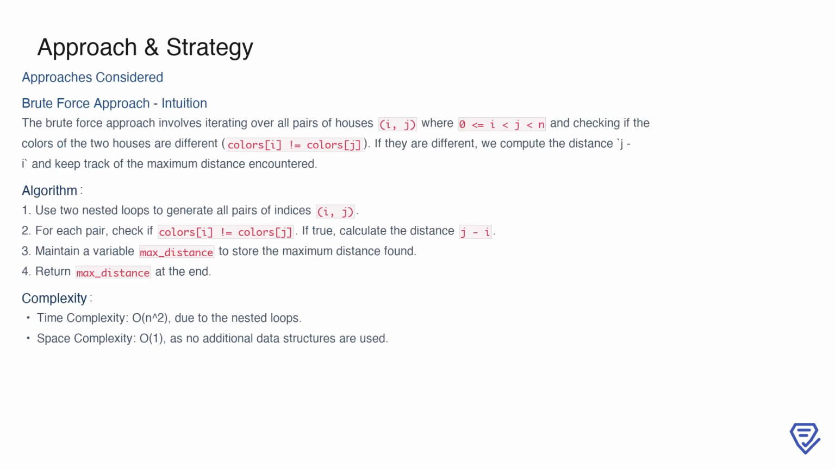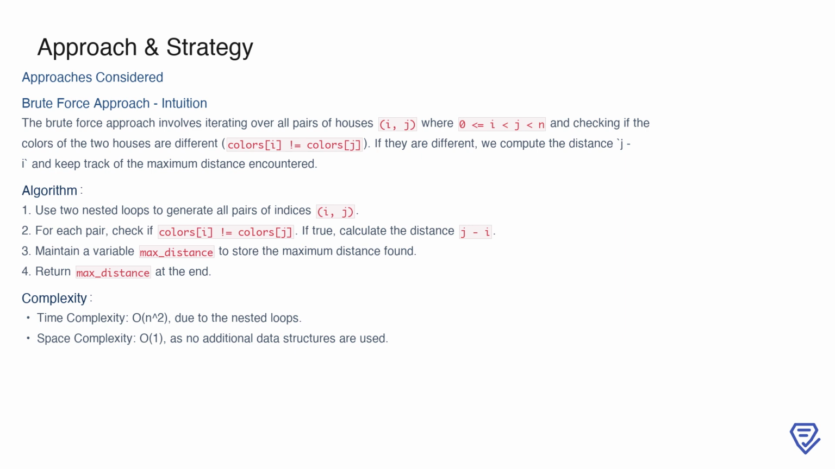To solve this problem, one approach we could consider is the brute force method. The intuition here is straightforward. We test every possible pair of houses and calculate the distance between them if their colors are different. Specifically, for each house at index i, we compare it with every house at a later index j, checking if their colors differ. If they do, we compute the distance j - i and keep track of the largest distance we find. The algorithm involves two nested loops to generate all pairs (i, j) where i is less than j. For each pair, we check the color condition and update the maximum distance if needed.